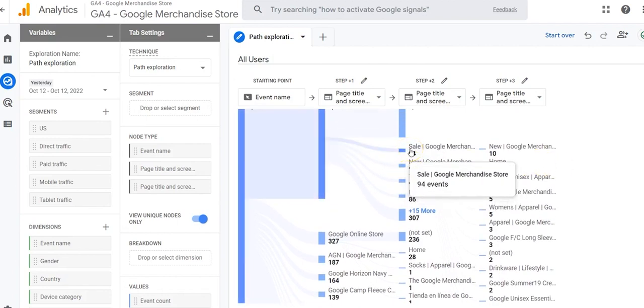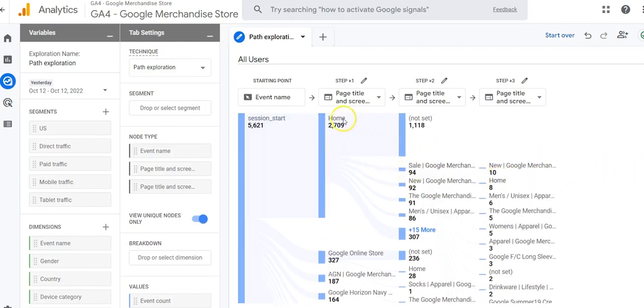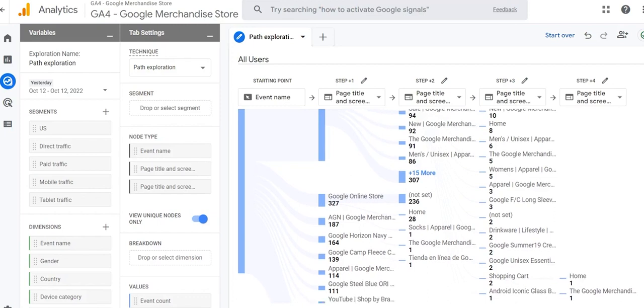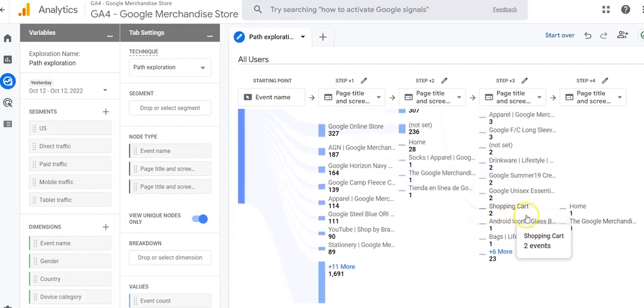So what are we looking at now? Remember, we're asking the question, what parts of the experience might be frustrating or problematic for users? As we look at this path, we begin to see people come from home. If they click on sale, 94 people clicked on sale, and that brought them, meandering around, and 2 people made it to the shopping cart. And then the shopping cart brought people back to the home and back to the login for the Google Merchandise Store.